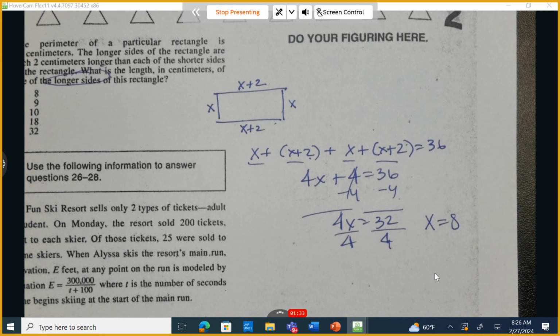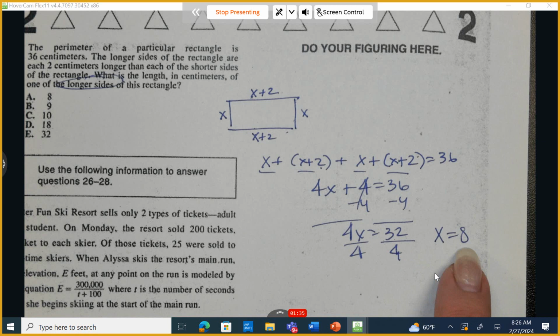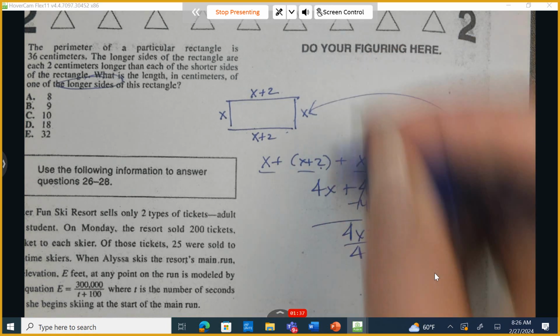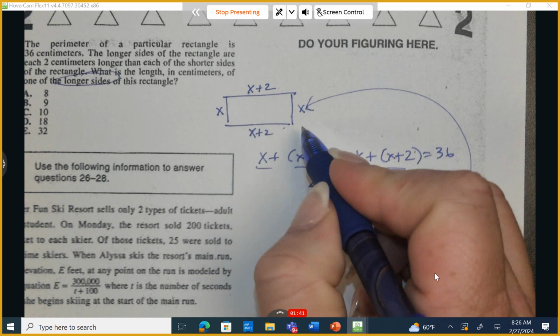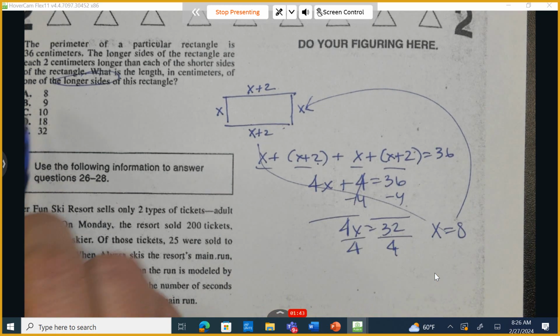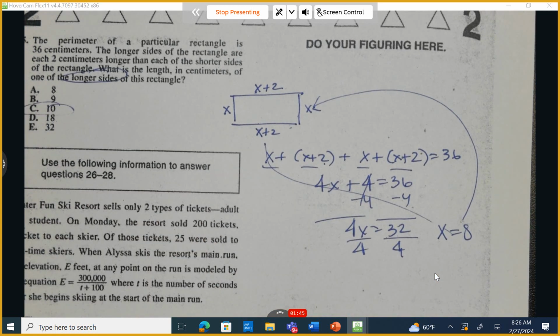But, really quick here, what does 8 represent? It represents which side? The shorter side, and we want to know the longer side. So what is 8 plus 2? It is 10. Now, what is an alternative formula that you could use?